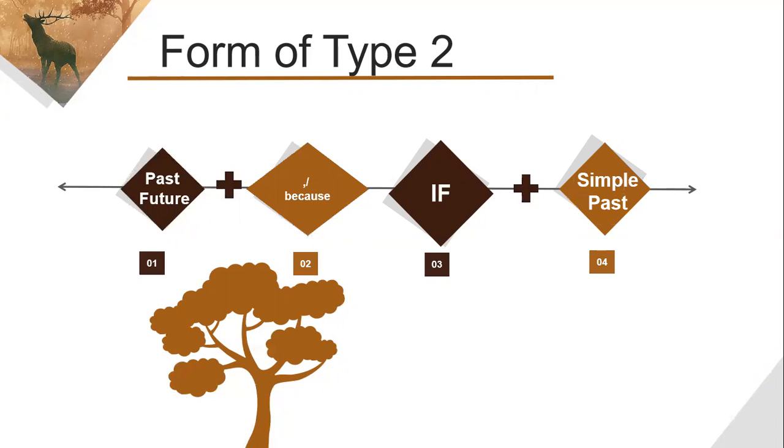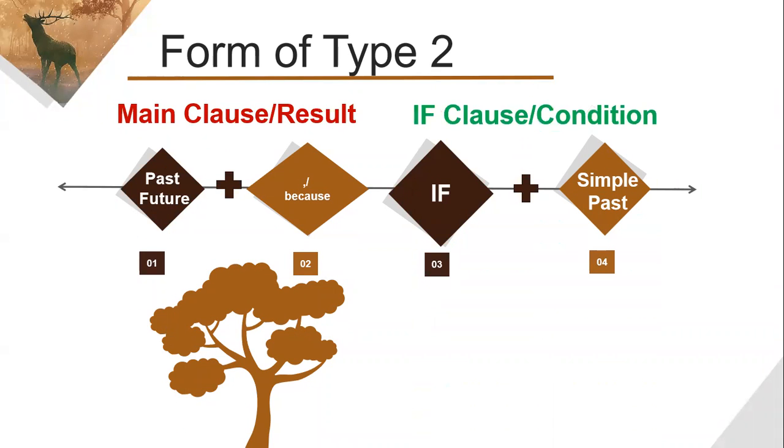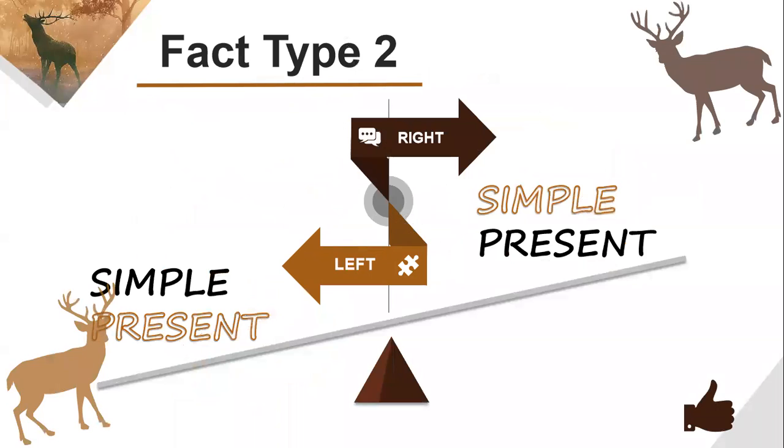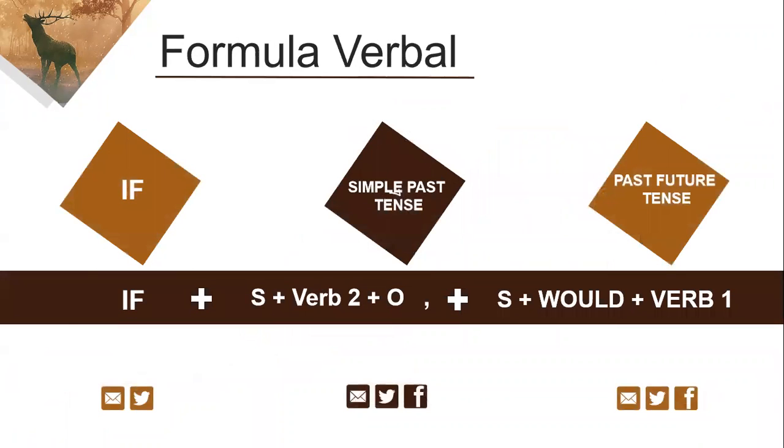Okay, or you can place the result clause at the beginning and then the if clause is next. So it doesn't matter, okay? Main clause, if clause. The next is simple present tense, so we skip that one formula.